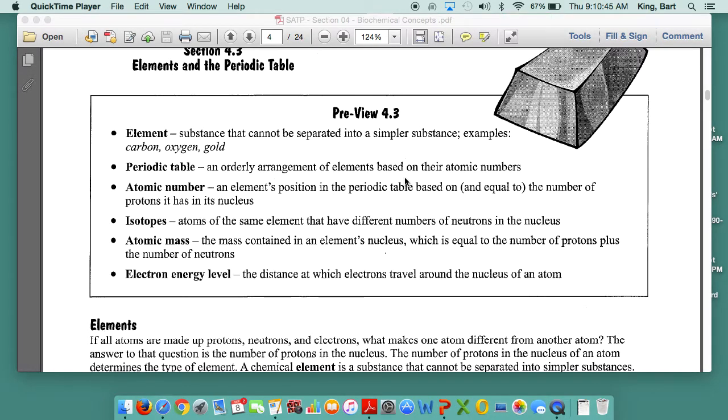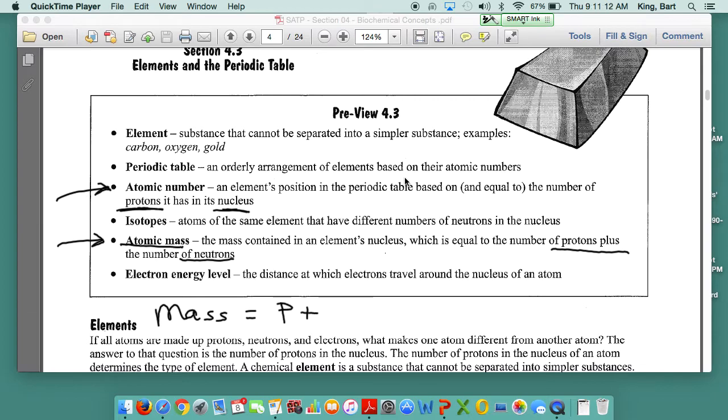You have to be able to differentiate between the number and the mass. A lot of confusion here. The number is listed on the periodic table to identify the elements, and the number represents the number of protons in its nucleus. The mass represents the protons plus the neutrons. Okay, so mass equals P plus N.